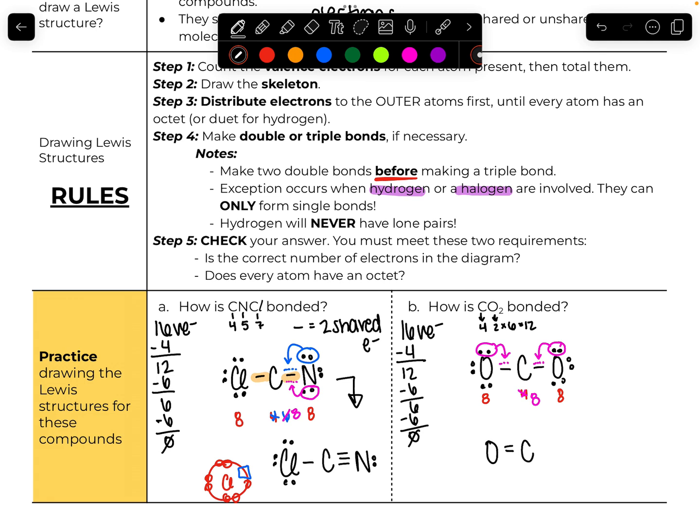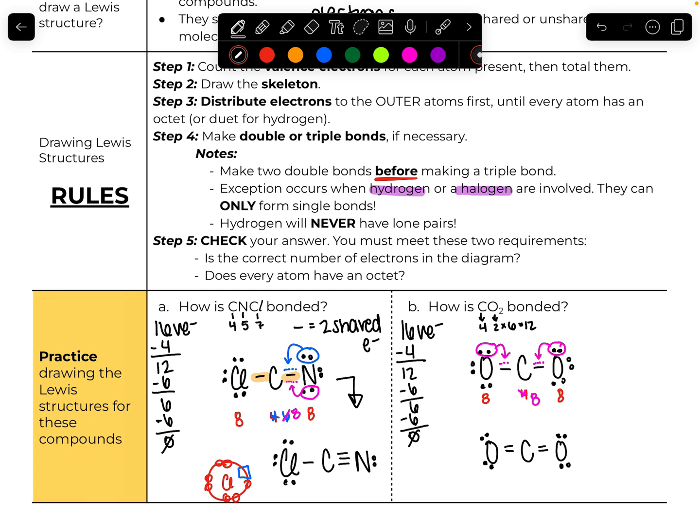So if I redraw this structure, carbon is double bonded to each oxygen. It does not have any lone pairs itself, but each oxygen does have 2 lone pairs. So I'm going to draw them around just like this. So there's my Lewis structure.